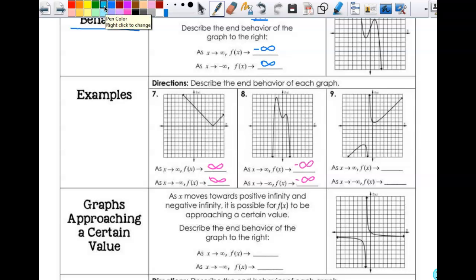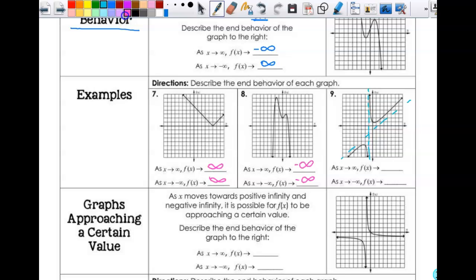Okay. Now, on number 9, there's some asymptotes. I have an asymptote here, and I have an asymptote here. And if I had to guess, I'd say you probably haven't talked about slant asymptotes yet. That's okay. Just know that they exist. That's kind of what your asymptotes would look like. You don't have to graph them on this.